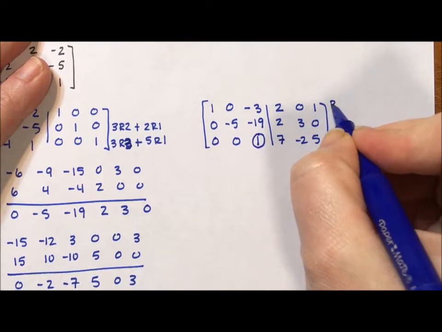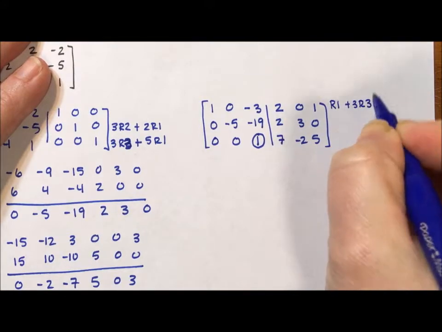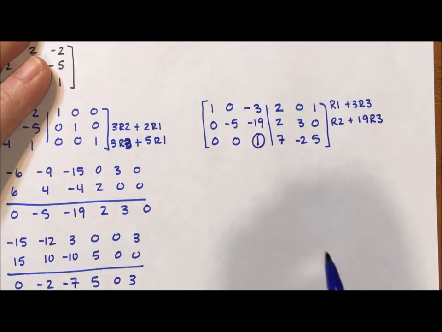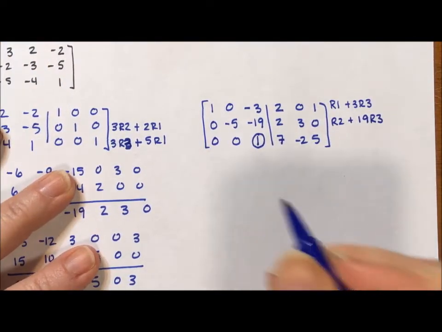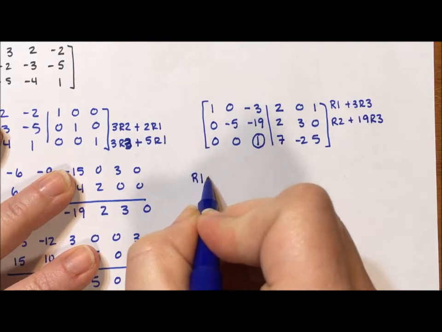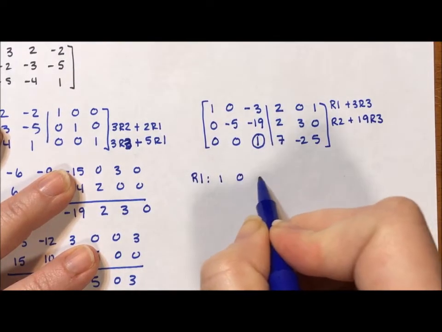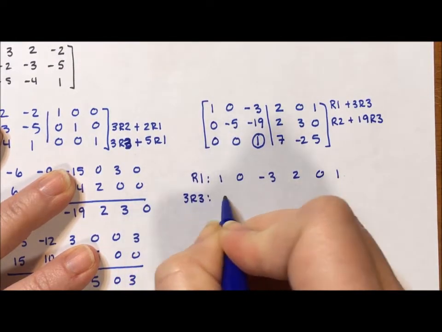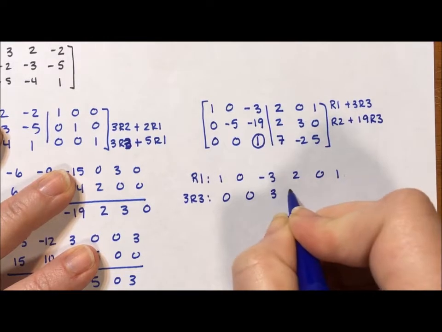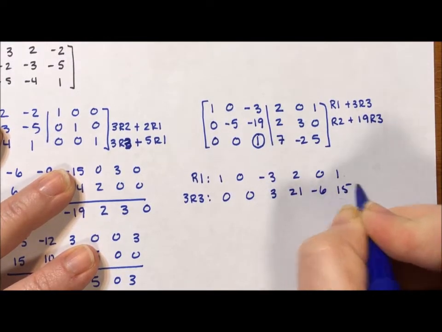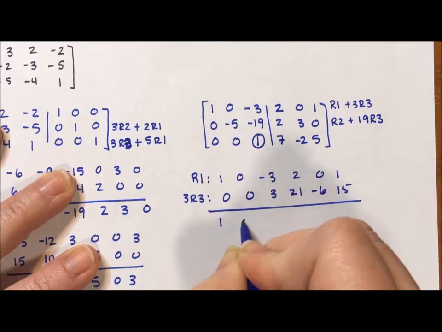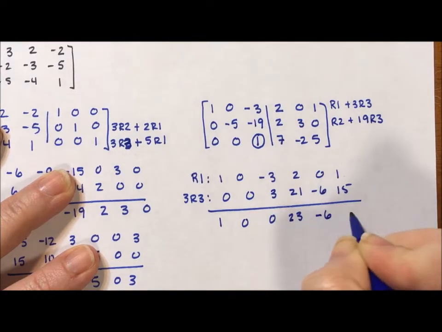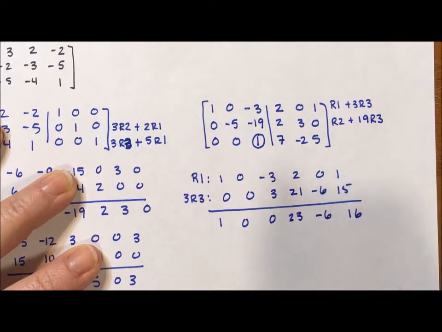So I'm going to say row 1 plus 3 row 3, row 2 plus 19 row 3. So numbers are going to get big there. All right, so row 1 is 1, 0, negative 3, 2, 0, 1. 3 times row 3, 0, 0, 3, 21, negative 6, 15, 1, 0, 0, 23, negative 6, 16. Okay.